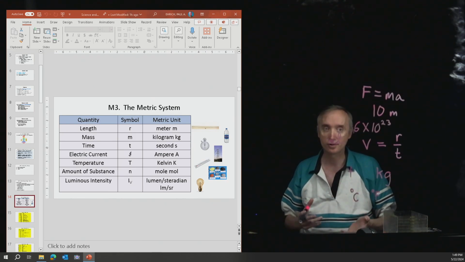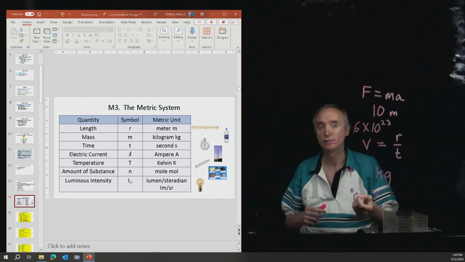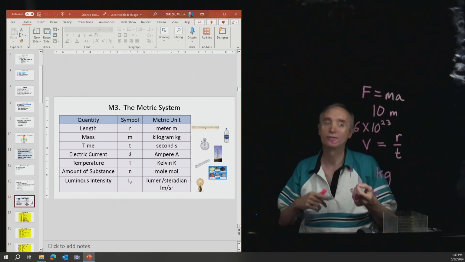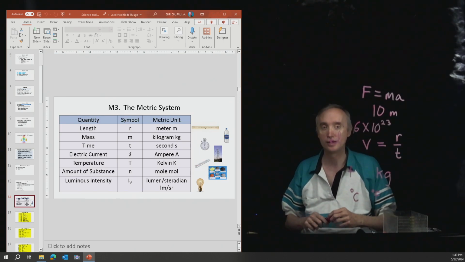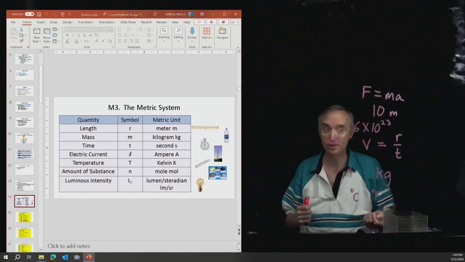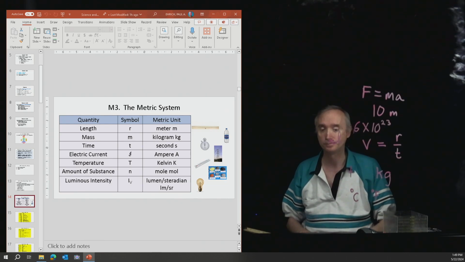As far as you're concerned, you definitely should know the letter for distance and the unit for distance, mass, time. If you're in physics, yeah, you need to know about electric current, and then to a certain degree, temperature if you're in astronomy. So it all depends on which class that you're taking.